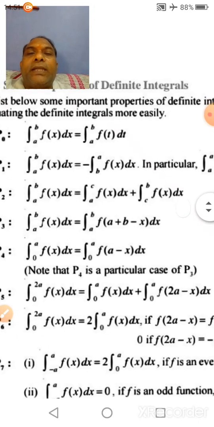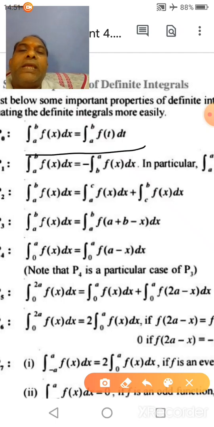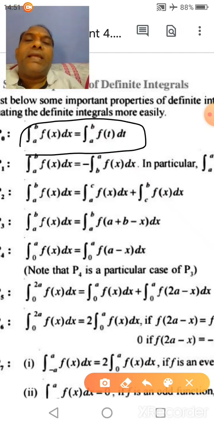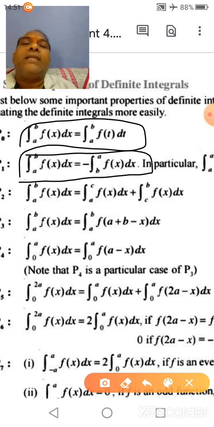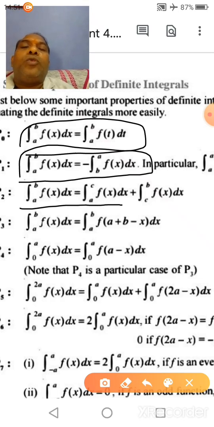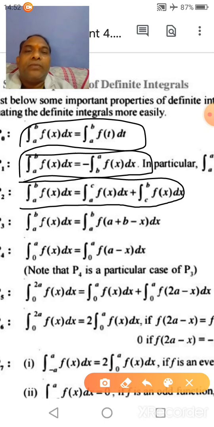First property: integration a to b f(x) dx is equal to integration a to b f(t) dt. Second property: integration a to b f(x) dx is equal to minus integration b to a f(x) dx. Third property: integration a to b f(x) dx is equal to integration a to c f(x) dx plus integration c to b f(x) dx, where c is lying between a and b.